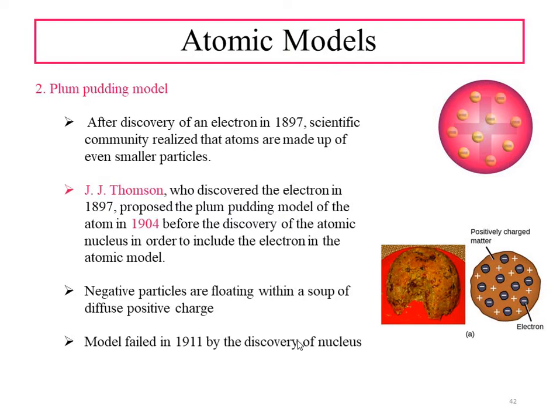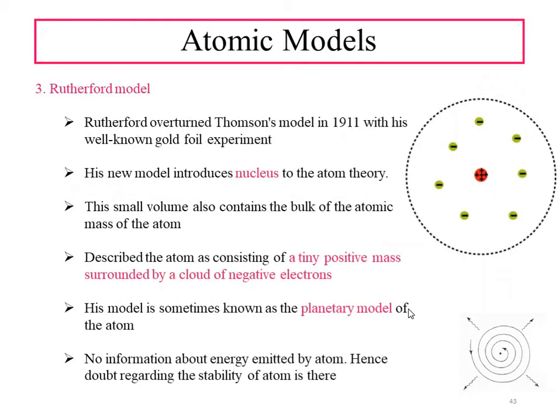This plum pudding model failed in 1911 after the discovery of the nucleus. So the next one is the other model that came up, known as the Rutherford model. Rutherford made the plum pudding model outdated with his well-known gold foil experiment. If you search for it, you will find it. It's a revolutionary experiment, so I'm not going into much detail on that.